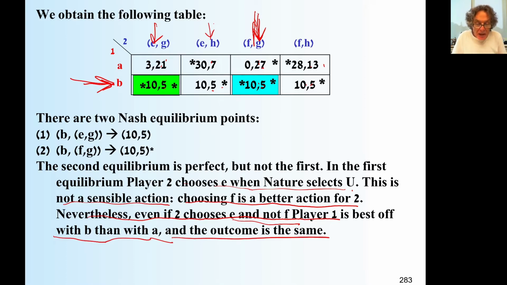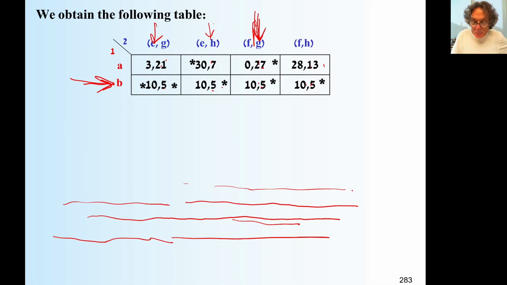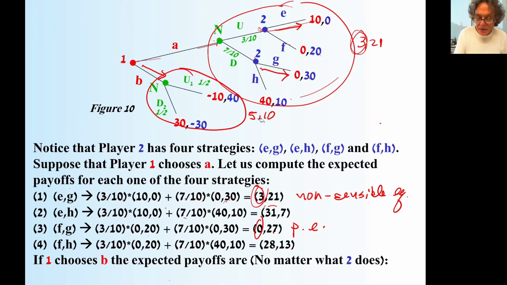The fact that they get the same outcome, 10 and 5, I told you 5 and 10, at the beginning I wrote it correctly, but it doesn't matter, 10 and 5. So he doesn't like to move to A as long as the expected payoff here is below 10. If it's EH, he will deviate because he will get 31. And if it's FH, he will deviate because he gets 28, more than 10. In these two places, 3 and 0, it's less than 10, and therefore he has no incentive to move from B to A.